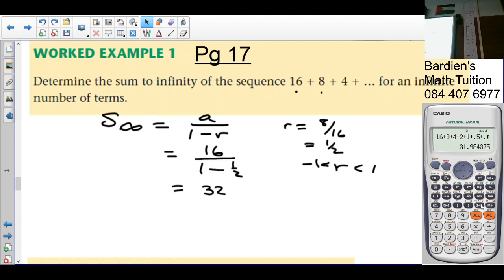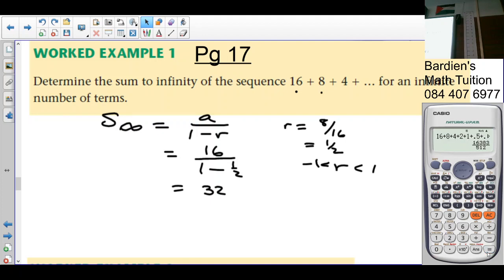What do you notice? It's coming close to 32. Let's carry on. Plus 1 over 128, I think, plus 1 over 256, plus 1 over 512 and so on and so on. The calculator is running out of memory already.